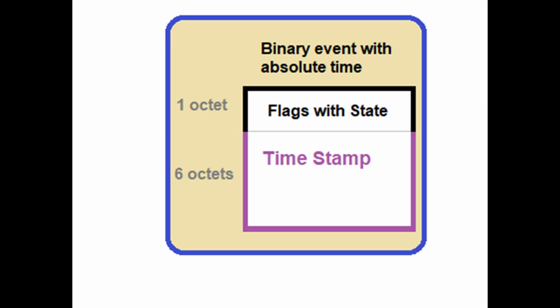Within the subset levels, the only input object that reports time are binary events. For those, there are two formats, absolute and relative. Absolute time is a 48-bit binary number, 6 octets, that represents the number of milliseconds from midnight, January 1st, 1970. It's used in events to define an exact time when the event occurred. This form is also used in time synchronization messages that will be discussed in a future lesson.